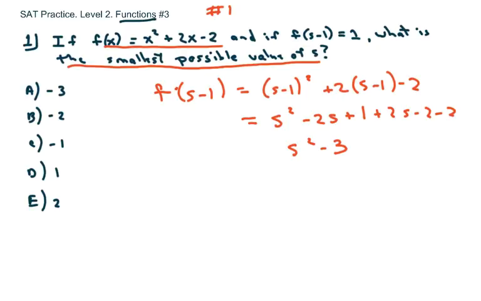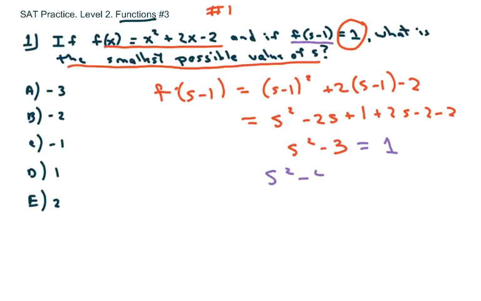Next, we want to write an equation in which the result is equal to 1, because we have this equals 1. So we're going to set this to 1. It says f of s minus 1 is 1, so this equals 1. So I'm going to go ahead and subtract the 1.